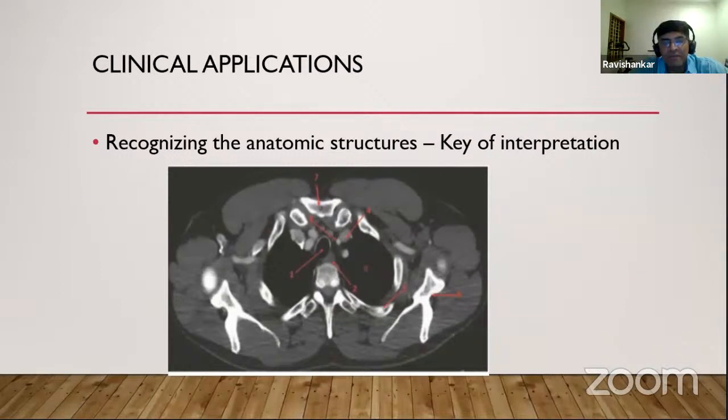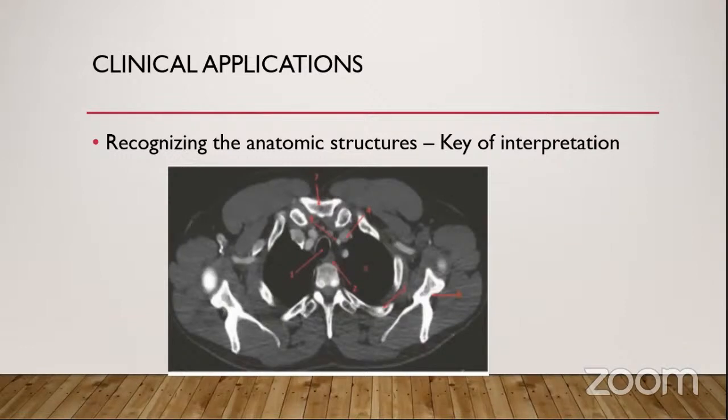Let me first get the orientation for you. When you see a CT, where are you standing? At the foot end of the bed or the head end of the bed? Foot end of the bed. So if something is there on that side, what should it be? Aorta. What part of the aorta is it? It is the descending part. Correct.